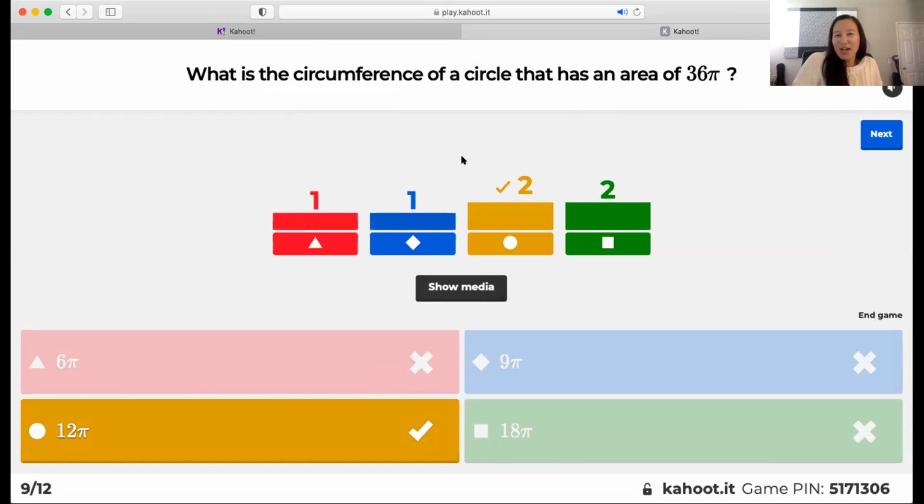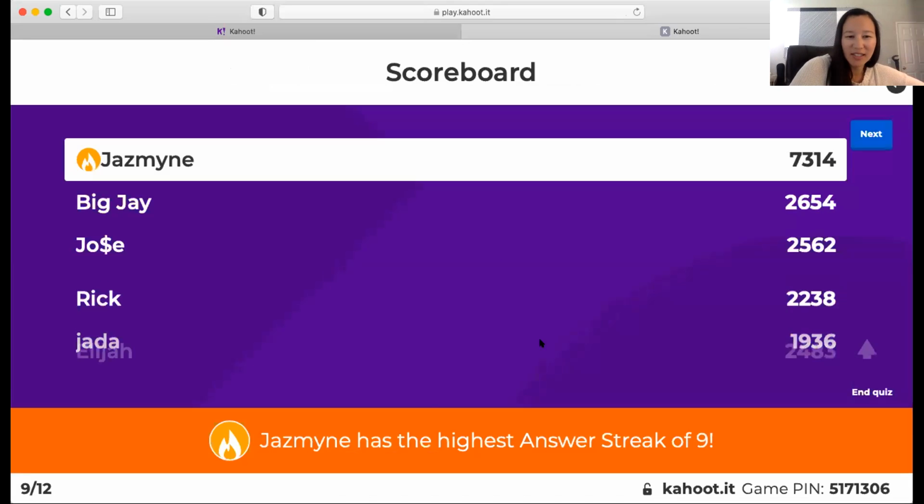Oh, 2 of you got it. Good job. So if the area is 36 pi, then we know our radius is 6. So then our diameter would be 6 times 2, which is 12 times pi. Tough questions.